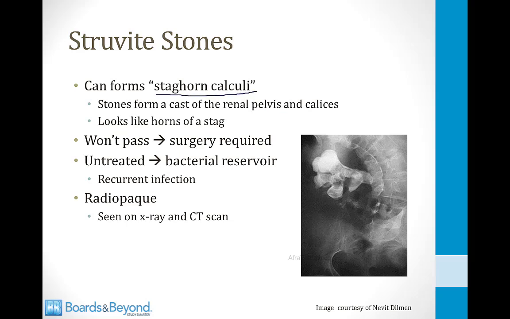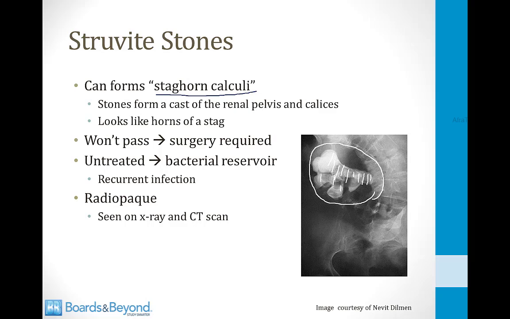So let's talk about what we mean by that. If you look at this X-ray image on the bottom right-hand corner over here, you will see that the entire collecting system of the kidney is bright white. It almost looks like someone's injected dye into the collecting system of the kidney. But in fact, all this white stuff is stone material that's precipitated out and essentially formed a cast of the collecting system. And that's a staghorn calculi. It's a huge collection of stone material, and it looks like the horns of a stag.